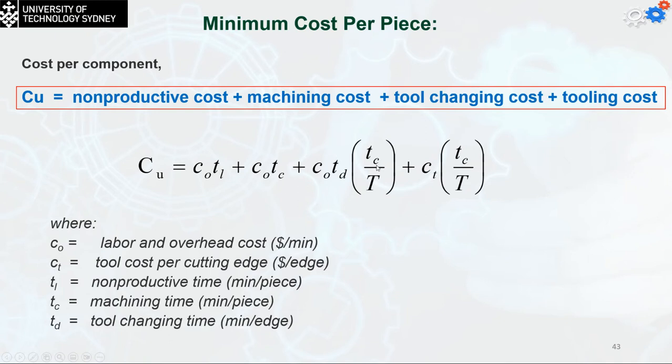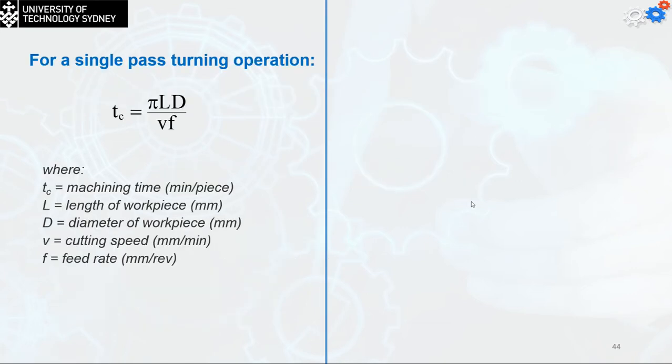And this we're going to multiply by the ratio of the machining time divided by the total tool life. Finally, we're going to add the tooling cost, which is going to be equal to the cost of the tool multiplied by the ratio of the machining time divided by the tool life. We can find two values for that, the minimum and the maximum, and this will depend mainly on the speed we are going to use for this operation.